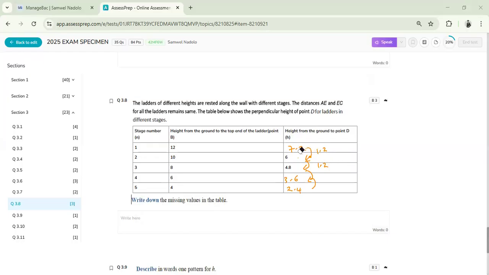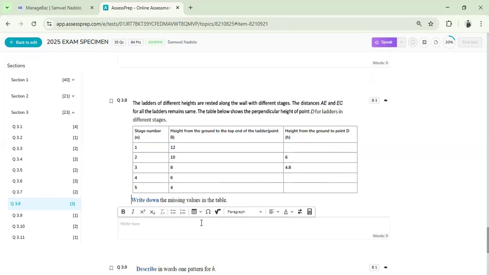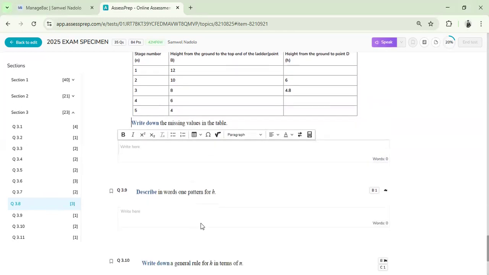Allow me to keep these numbers in mind: 7.2, 3.6, and 2.4, so that it cannot overlap the screen. Let me cancel this and move down. So we can write them here. So I can put a table.